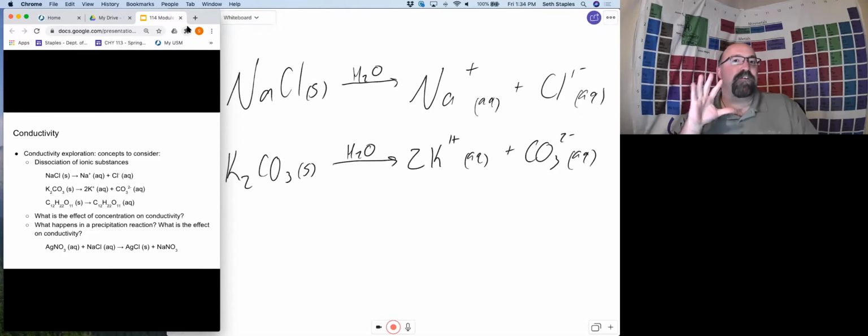And so we need to consider how something like that is going to affect our conductivity. If we have equal concentrations of 2 things, but those 2 things split into differing numbers of ions, how is that going to impact our conductivity?